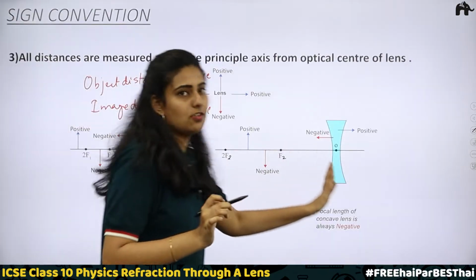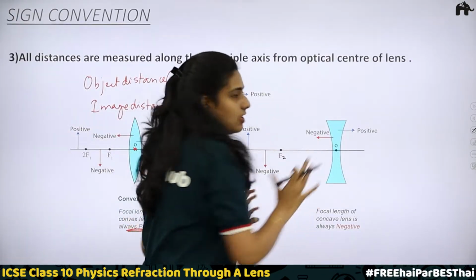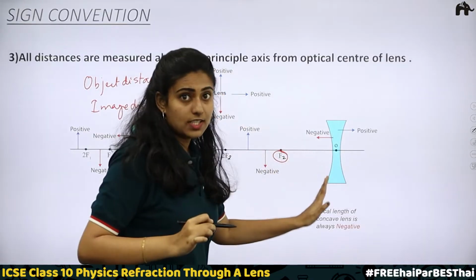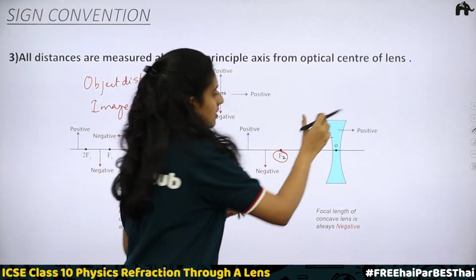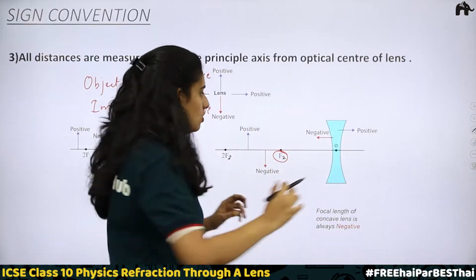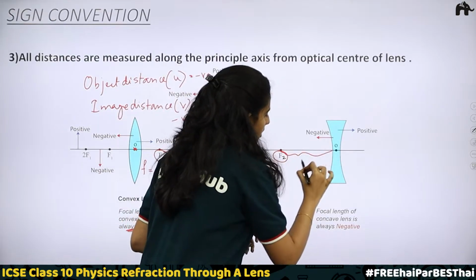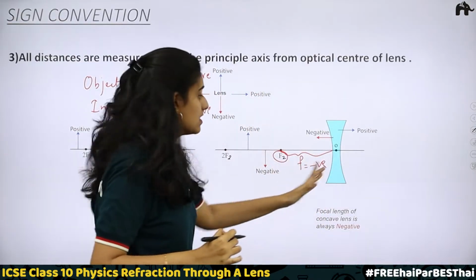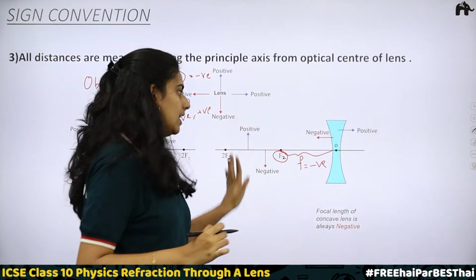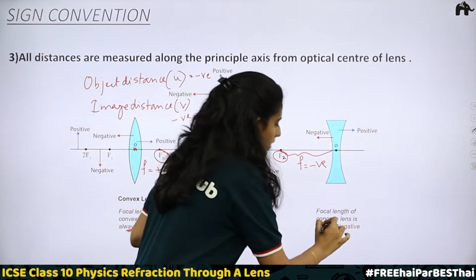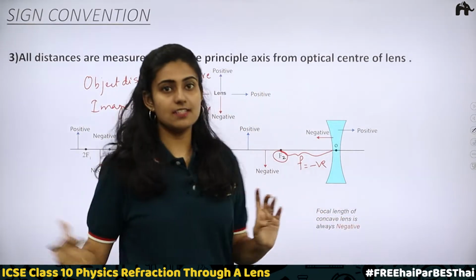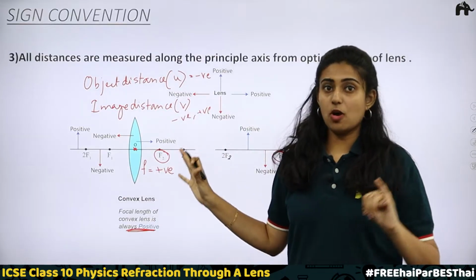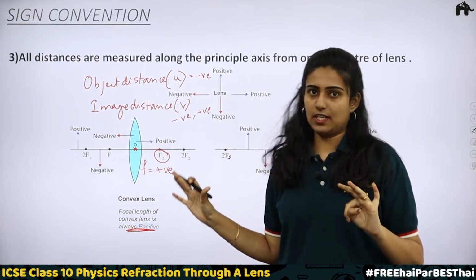Now, let's take the case of a concave lens. What happens to a concave lens? In case of concave lens, here we have the second focus. Second focus is to the left of the concave lens. Okay, and when you measure focal length, you will be getting a negative value. Why? Because the second focus is on the left hand side. Clear? Okay, focal length of a concave lens is always negative and focal length of a convex lens is always positive. So, this is your third point about object distance, image distance and focal length.